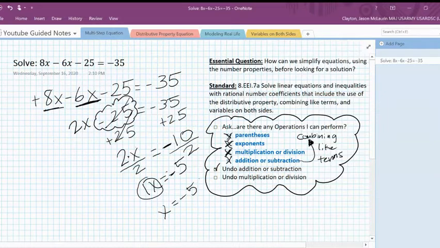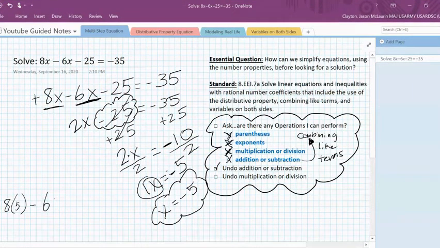So we go back. Remember, we always want to go back and check. So I take 8 and I substitute 5 for x. I take 6 and I substitute 5 for x. Minus 25. Will that equal negative 35? So 5 times 8 is 40. 6 times 5 is 30. 40 minus 30 is 10.